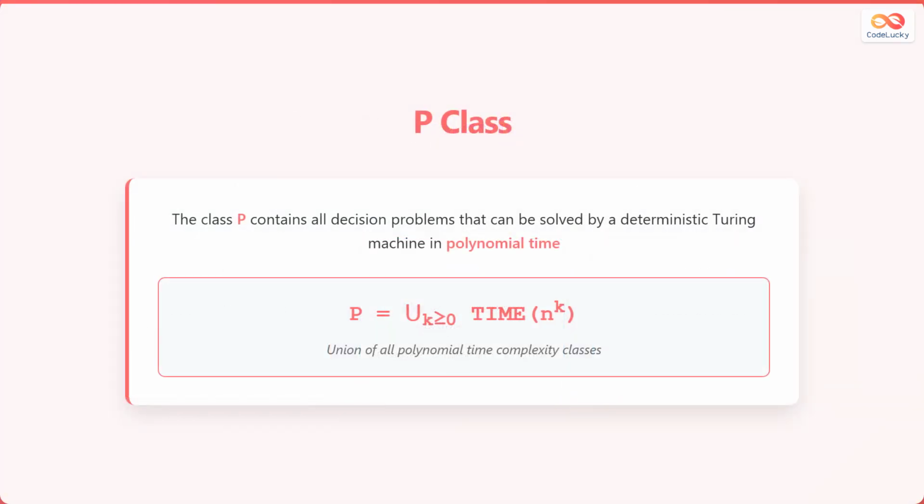In this slide, we are diving into the definition of the class P. The class P contains all decision problems that can be solved by a deterministic Turing machine in polynomial time. This means the time it takes to solve the problem grows at most polynomially with the size of the input. The formula displayed here, P equals the union of all k greater than or equal to 0 of time of n to the power of k, represents that P is the union of all polynomial time complexity classes.